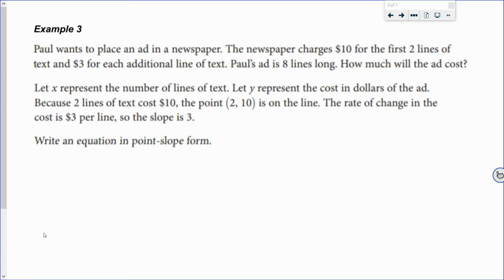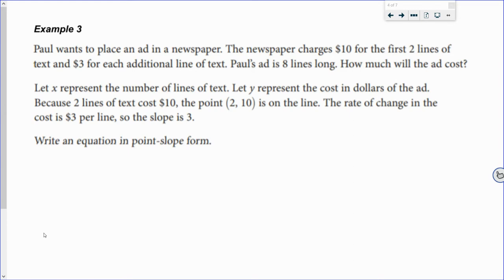Let X represent the number of lines of text. Let Y represent the total cost in dollars, Y being our dependent variable, right? Our cost is dependent on the number of lines of text. Because 2 lines of text cost $10, that point is the point (2, 10). In other words, my x-coordinate, 2 lines, is costing us $10. There's a point. And the rate of change in the cost is $3 per line, so the slope is 3. So write an equation in point-slope form.